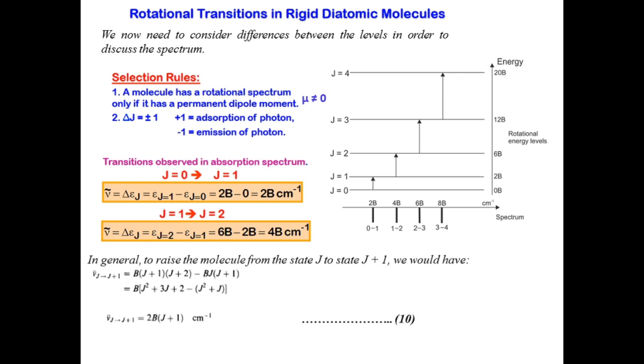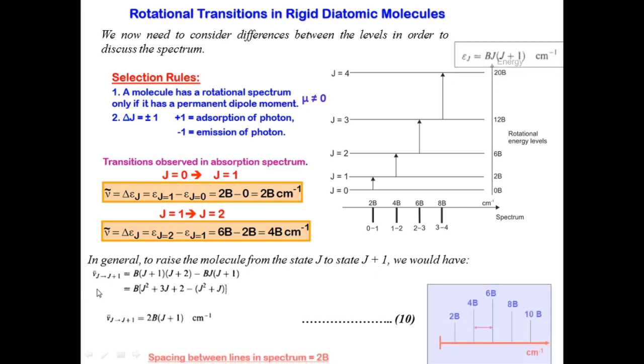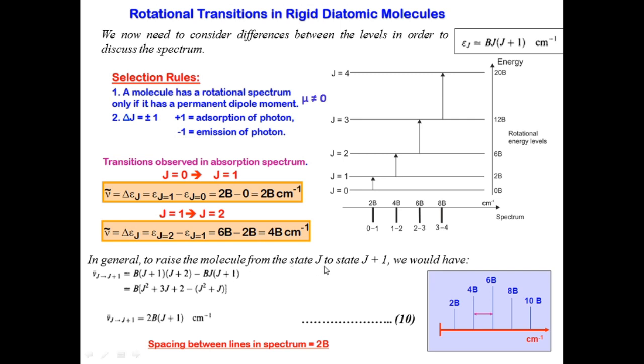In general, we can write an expression for the transition from J to J plus 1 state: the energy of the J plus 1 state minus the energy of the J state. The energy of the J plus 1 state we can write by substituting J plus 1 instead of J. So we get an expression like this: B into J plus 1 and J plus 1 plus 1, that is J plus 2. This is the energy of the J plus 1 state minus the energy of the J state. The energy of the J state is given by BJ into J plus 1.